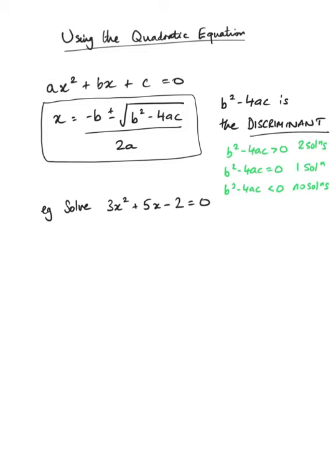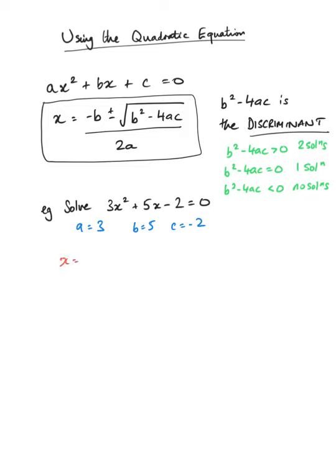The first thing I want to do is identify my a, b and c. So a is 3 because it says 3x squared, b is 5 because it says plus 5x, and c is minus 2. It's that number on its own at the end. If you compare that to ax squared plus bx plus c equals 0. So after I've got those, all I need to do is substitute them into the equation.